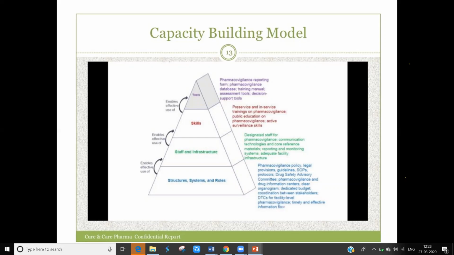As you know, for causality assessment tools we have so many, like Naranjo, WHO, and the Liverpool scale. We also have severity scales, and scales for predictability and preventability. So there are a lot of tools that we use to assess adverse drug reactions.